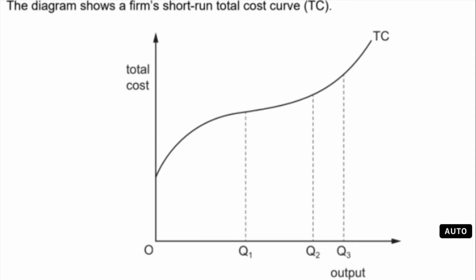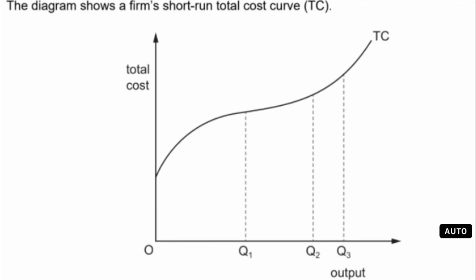This is not about any particular multiple choice question, but a range of multiple choice questions which could be asked in reference to a total cost curve. Here we can see that the total cost curve rises quickly. Okay, so total costs rise quickly, and then they rise more slowly, and then they start to rise more quickly again. This relates to a U-shaped average cost curve.